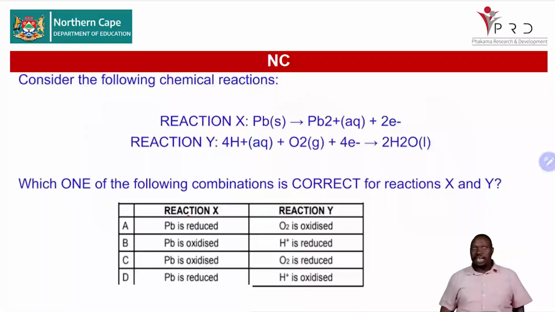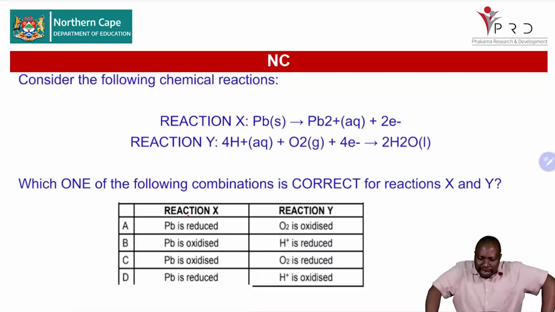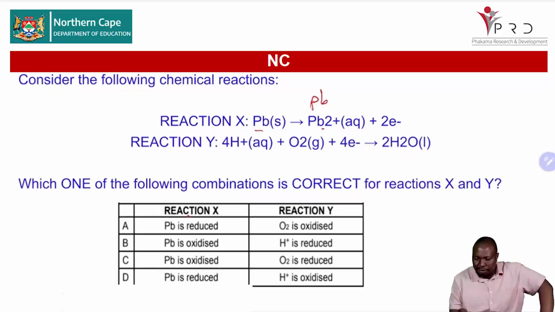Now, let's go to Northern Cape and look at this paper. They said, consider the following chemical reaction. So we're having lead again, Pb forming Pb2+ plus 2 electrons. So you're able to see that lead is losing electrons.